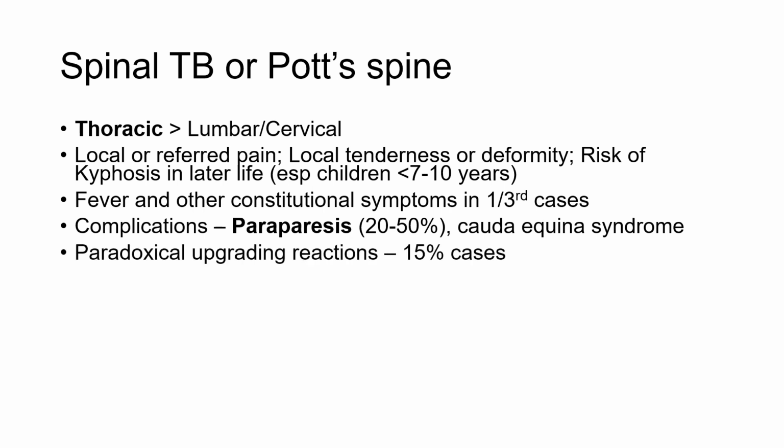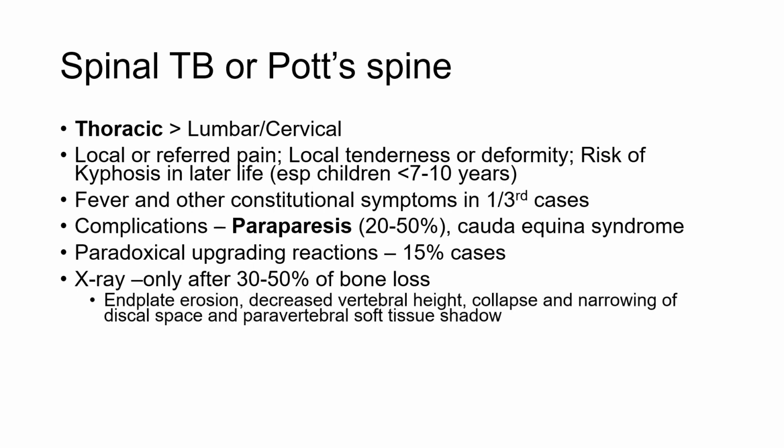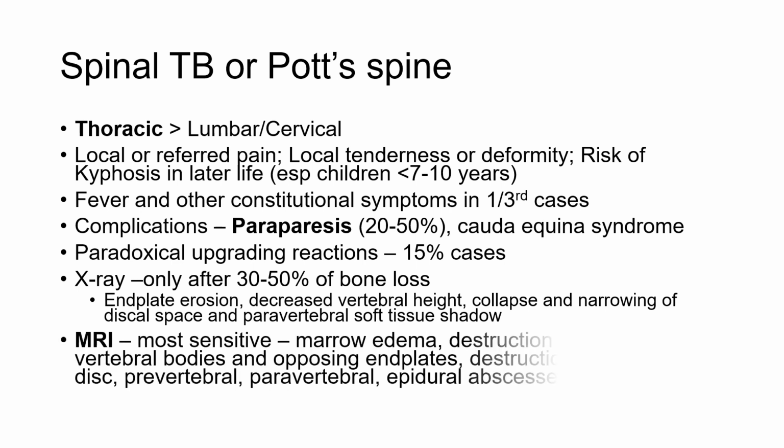Paradoxical upgrading reactions are seen in 15% of cases. What are paradoxical upgrading reactions? We will discuss in the video on treatment of drug sensitive tuberculosis. On X-ray, only after 30 to 50% of bone loss occurs do the X-rays reveal any abnormality, which are end plate erosion, decreased vertebral height, collapse and narrowing of the discal space, and paravertebral soft tissue shadow.